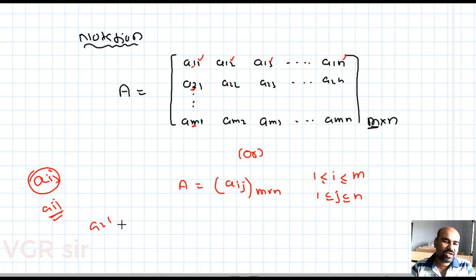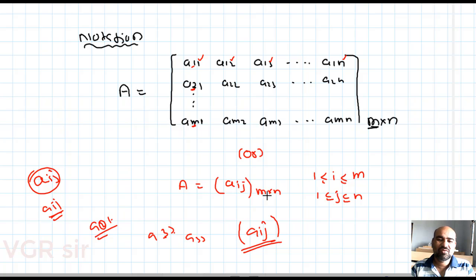For example, a21 given. a21 means second row first column element. a33 given, third row third column element. a33 means third row third column element. That's why aij means ith row jth column element, and when this is enclosed by brackets, this is a matrix. The number of rows and columns of this matrix depends upon i and j.